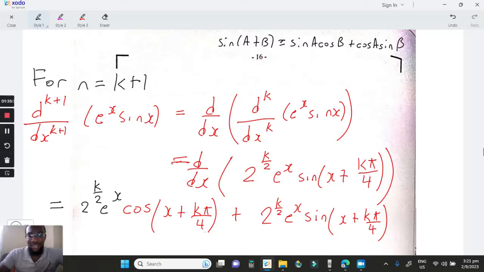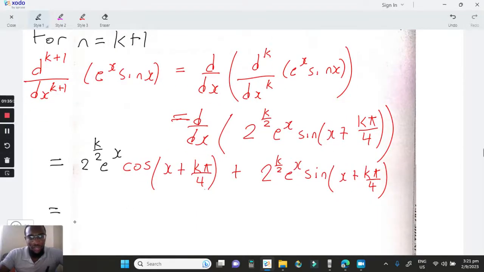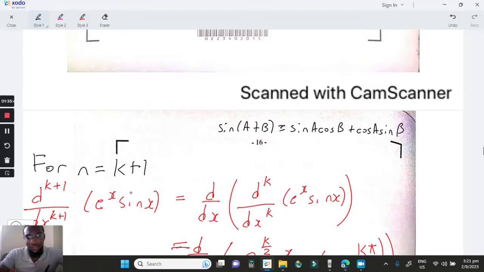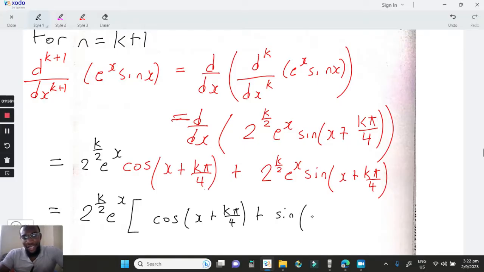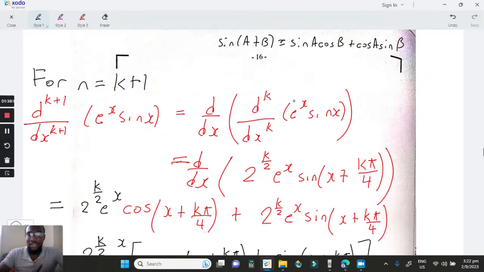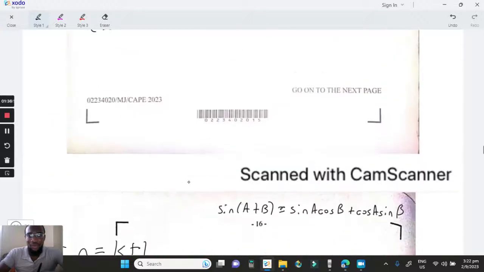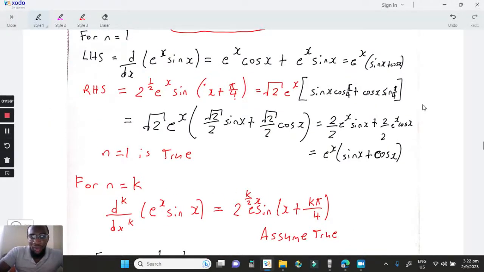So in this case now, if we factor out 2 to the k over 2 e to the x, notice we're left in this bracket with cos of x plus k pi over 4 plus sine of x plus k pi over 4. But then you're wondering how I get this into this. It stems from what we basically did earlier. Remember what we did earlier right here? We had to multiply in the root 2.